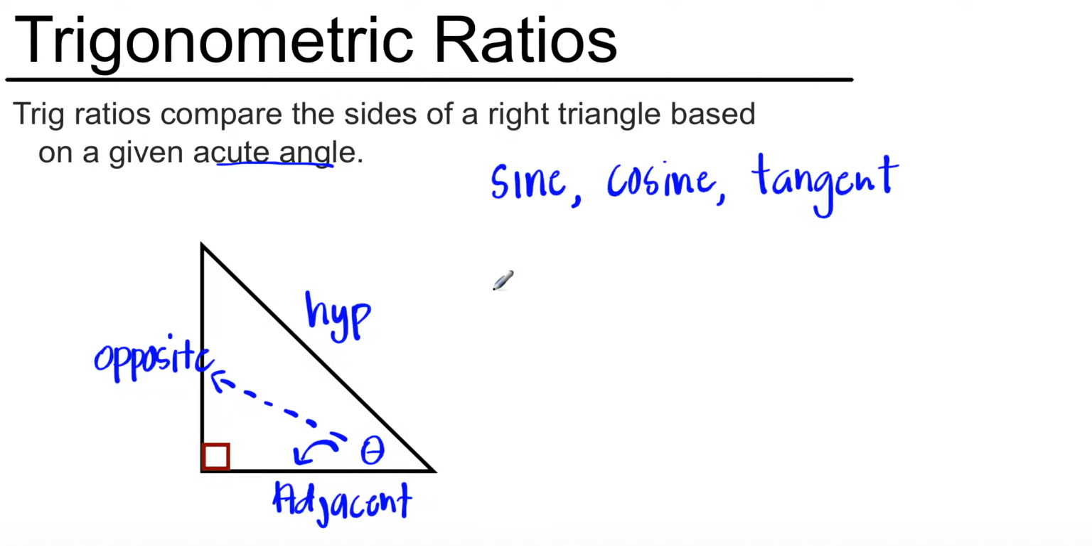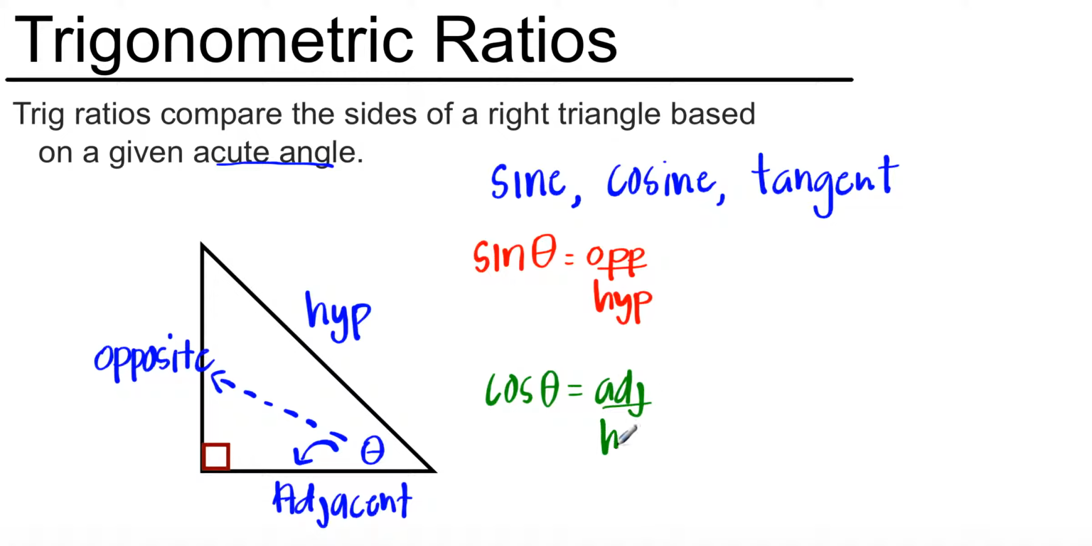Now, the trig ratios are as follows: sine of theta. We abbreviate sine, and then this is always your angle piece. In this case, we're using theta. It's defined as the opposite over the hypotenuse. Cosine of theta, abbreviated COS, is the adjacent side compared to the hypotenuse. Adjacent over hypotenuse. It's a ratio, so it's a comparison of 2 sides. And tangent theta is equal to the opposite side over the adjacent side.